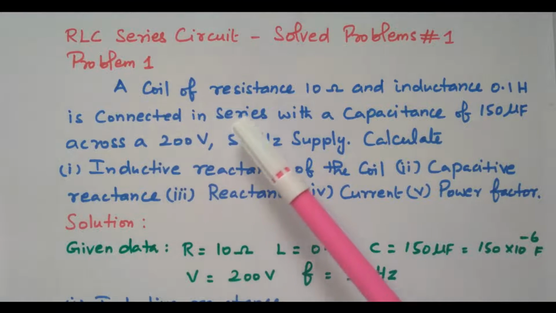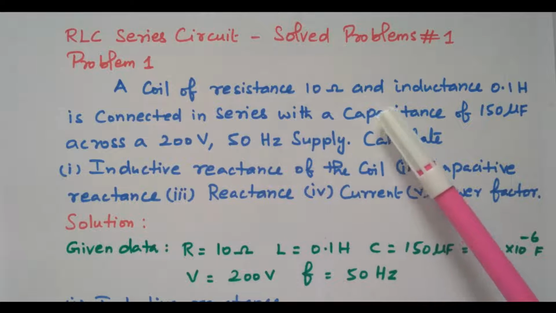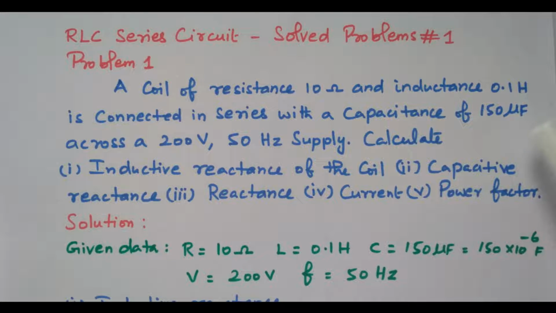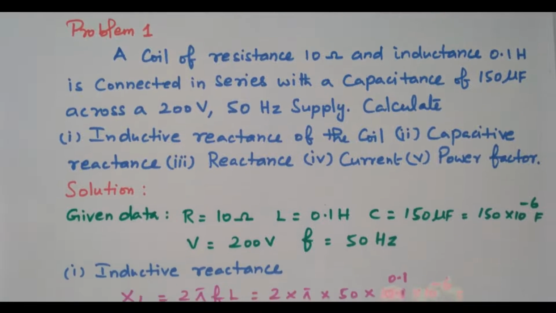A coil of resistance 10 ohm and inductance 0.1 Henry is connected in series with a capacitance of 150 microfarad across a 200 volt 50 Hz supply. Calculate the inductive reactance of coil, capacitive reactance, current and power factor. We need to find these parameters.